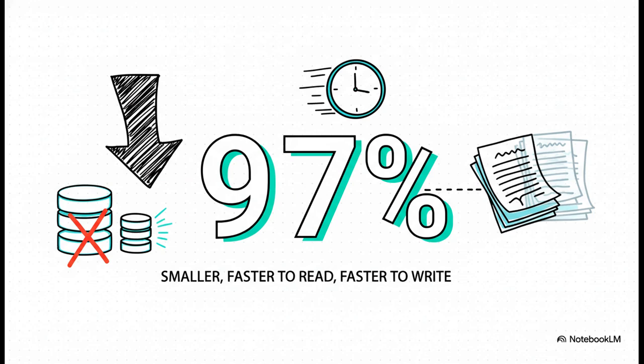In a real-world scenario like this, you could see a 97% reduction in the size of your index. And that doesn't just mean it's smaller on disk, it's faster to read and it's dramatically faster to write to, because whenever you update a completed order, Postgres doesn't have to touch this index at all.